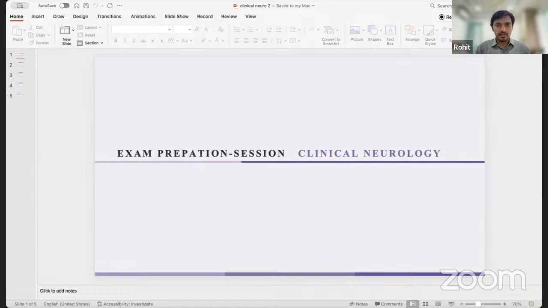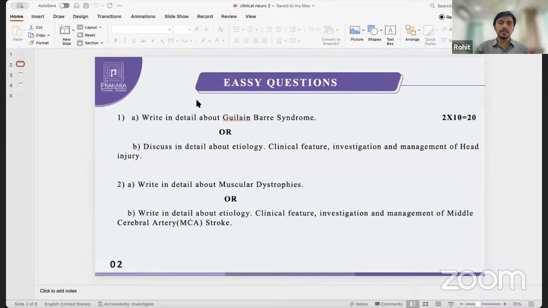So, in this session, the next 1 hour, we'd be discussing how to approach a question paper on clinical neurology. Let us start with the essay questions. The first question that was asked was: write in detail about Guillain-Barré syndrome.